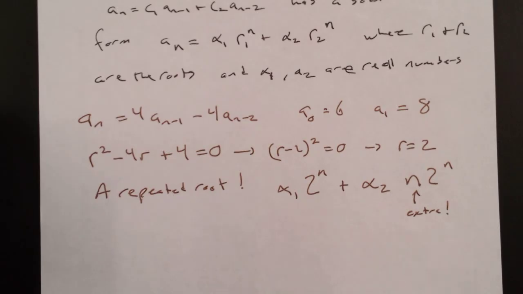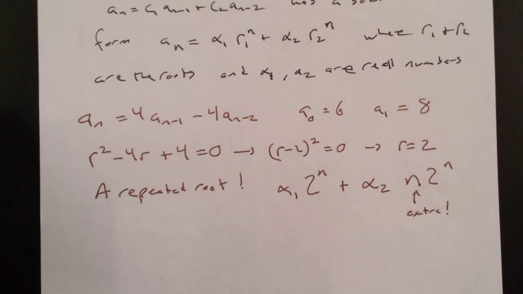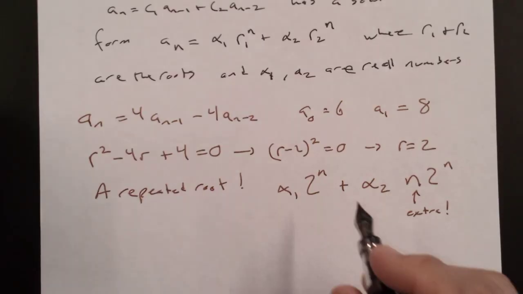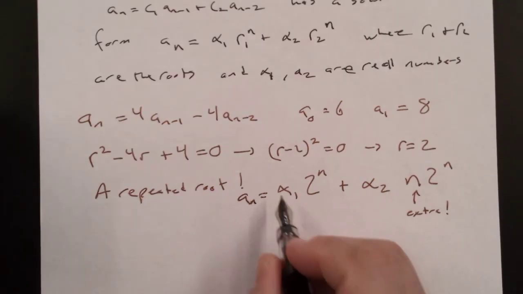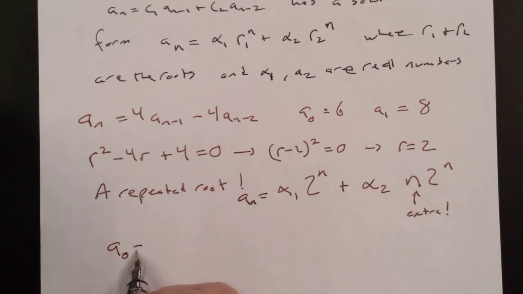So let's see if this works. If this works, I should be able to solve for alpha 1 and alpha 2 using my conditions. And then I should be able to check that that function makes the same sequence as my recurrence relation makes. So if this is my an, the fact that a0 is 6 tells me what?